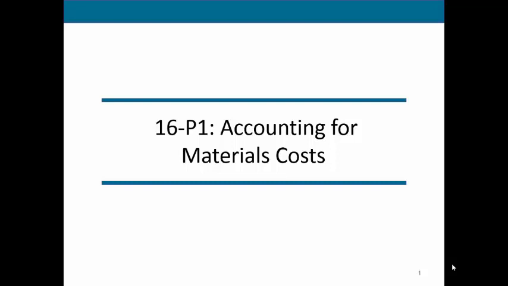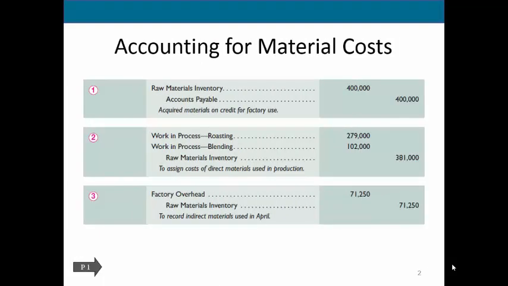But the basic idea is the same. So first, let's look at how we account for our materials costs. Again, we're just going to be tracking what's happening in our various accounts. So when we purchase raw materials, we will increase the raw materials inventory account.